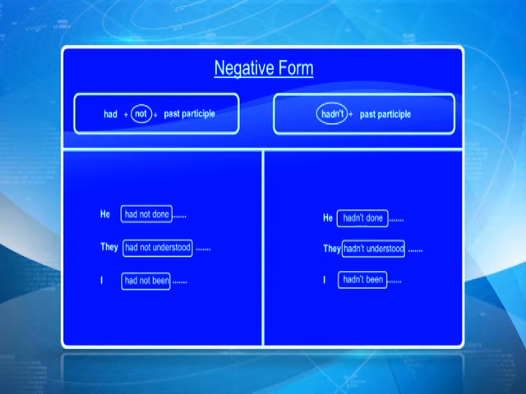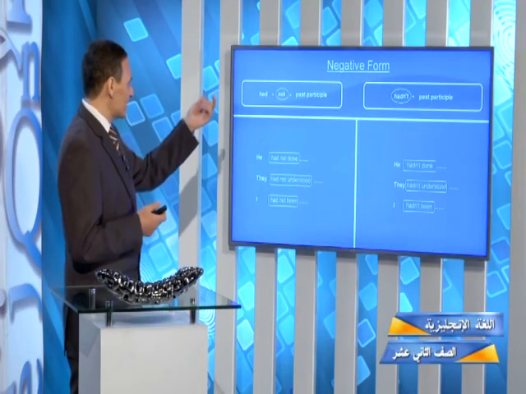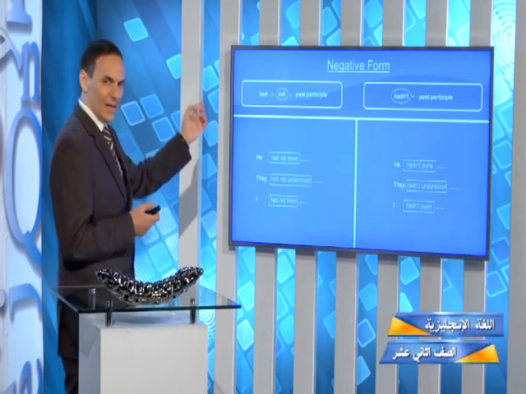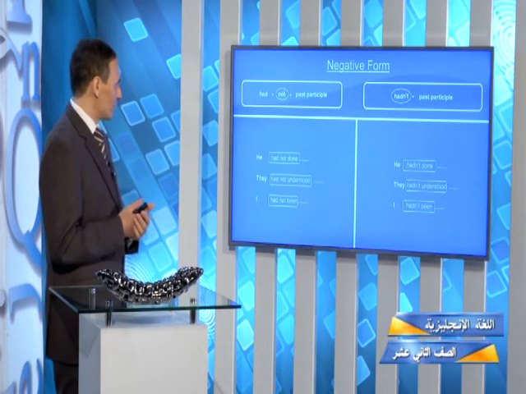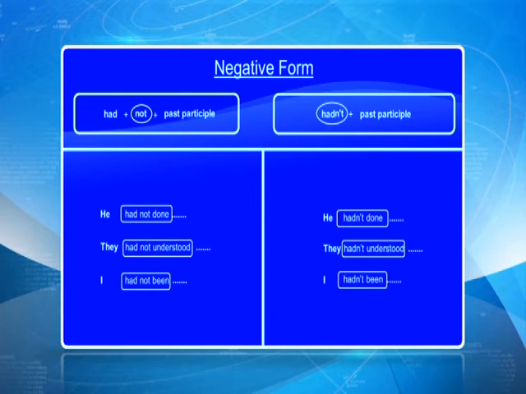The only thing to remember is that if you want to use the negative, then the negative marker, the word not or never, should be placed in between the auxiliary verb had and the past participle of the verb. So you split the auxiliary verb, the helping verb, from the past participle, and you place the negative marker not, or the word never, or any other word that shows the negative meaning of the verb in between. So had not plus the past participle, and the short form hadn't followed by the past participle.